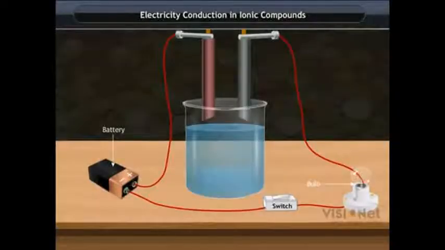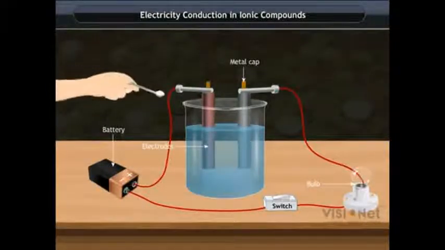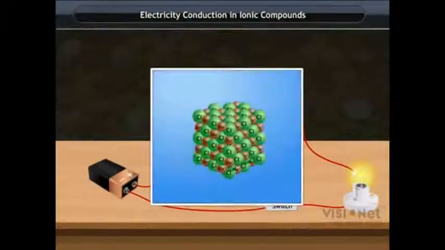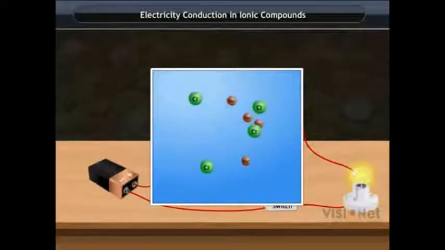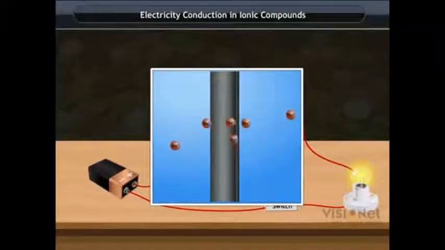Electricity conduction in ionic compounds. Make a circuit as shown here and insert the electrodes and add sodium chloride. Switch on and observe. You will observe that the bulb glows. The NaCl solution dissociates into sodium ions and chloride ions. The conduction of electricity through a solution involves the movement of charged particles. A solution of an ionic compound in water contains ions which move to the opposite electrodes when electricity is passed through the solution.